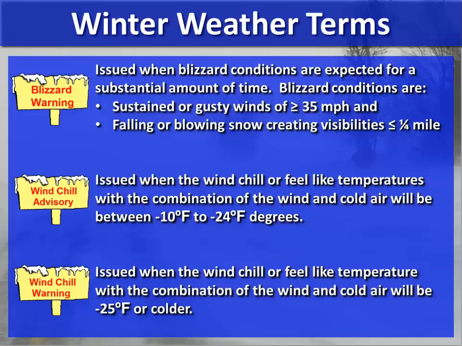Wind chill advisories are issued when the wind chill, or the feels-like temperature, with a combination of the wind and the cold air, will be between minus 10 degrees Fahrenheit and minus 24 degrees Fahrenheit. Now, if those wind chill values are minus 25 degrees or colder, then we'll issue a wind chill warning, and that's the definition for that.